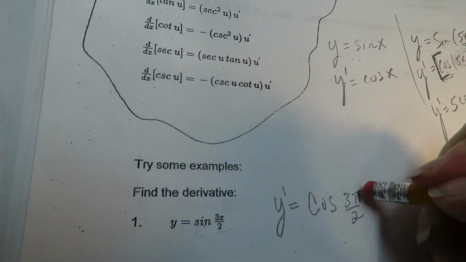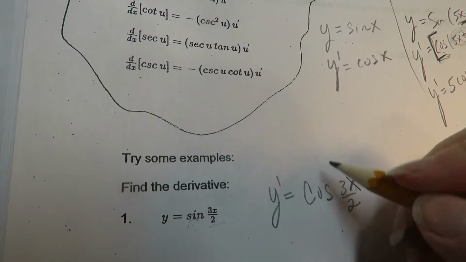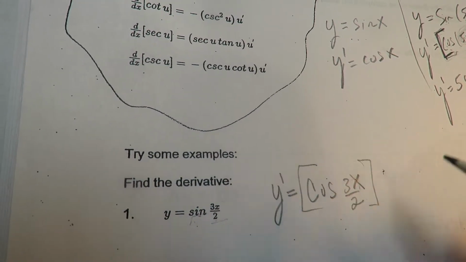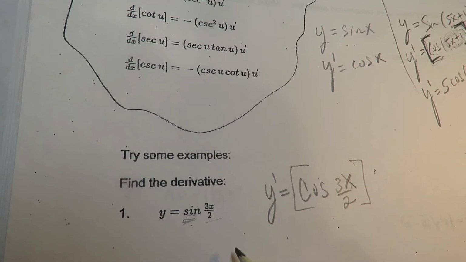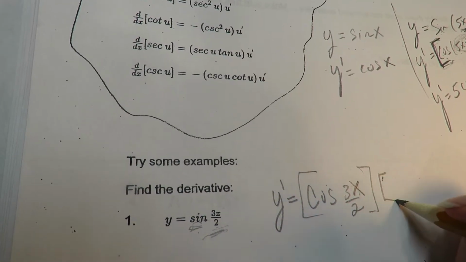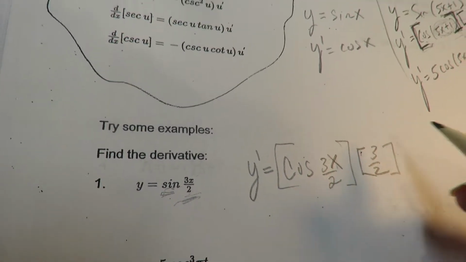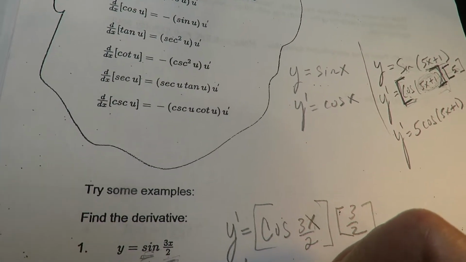Oh, that's an x, not a pi. That's the derivative of the sine, which is the outer layer. Now I'm going to do the derivative of 3x over 2, which will be 3 over 2. And now I'm just going to make it look pretty.